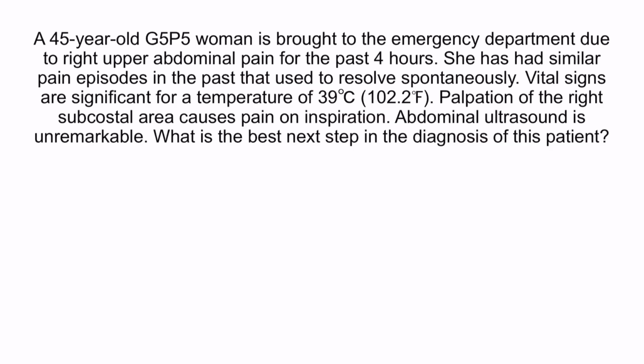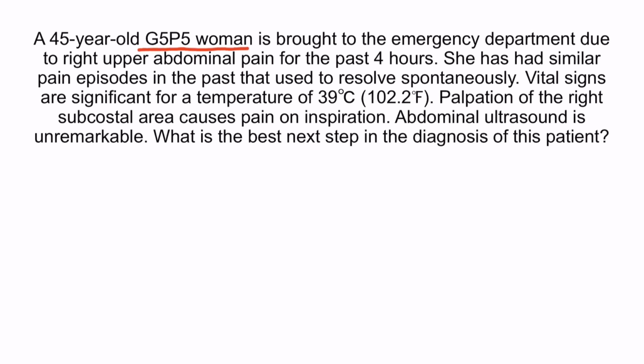Let's try a question. A 45-year-old G5P5 woman is brought to the emergency department due to a right upper abdominal pain for 4 hours. She has had similar pain episodes in the past that used to resolve spontaneously. Vital signs are significant for a temperature of 39 degrees Celsius. Palpation of the right subcostal area causes pain on inspiration. Abdominal ultrasound is unremarkable. What is the best next step in the diagnosis of this patient?